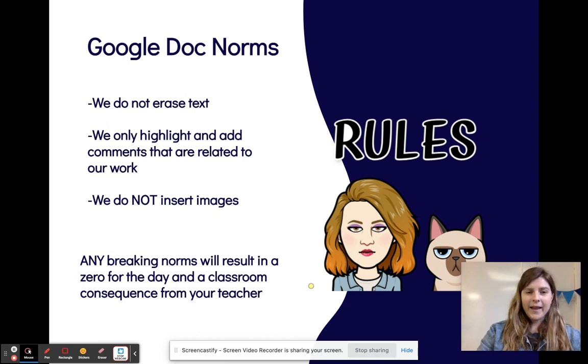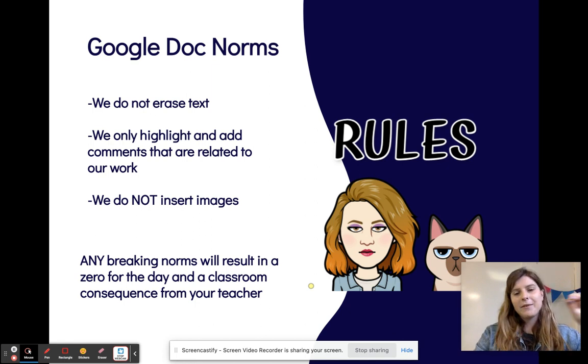We only highlight and add comments that are related to our work. So this document is not shared with any of your classmates. It's just for you and your teacher. And when you add comments, you should add comments that are notes on your text, okay? Don't just add silly comments or highlight things that you shouldn't highlight, okay? We just want to be using the tools in the way that they should be. We don't insert images or play around with our Google Docs. Again, this is work. This is to get you out of practice, okay?